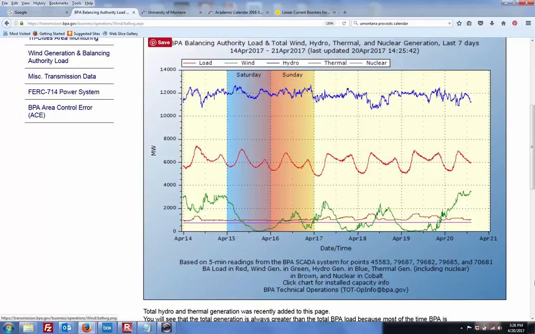So here's the load. Everybody's kind of up and at 'em, and away, and then here it is again. Kids are home, parents are working. Everybody getting home, up in the morning, before bed. That's funny. So let's see, based on 5-minute readings, wind generation is in green.